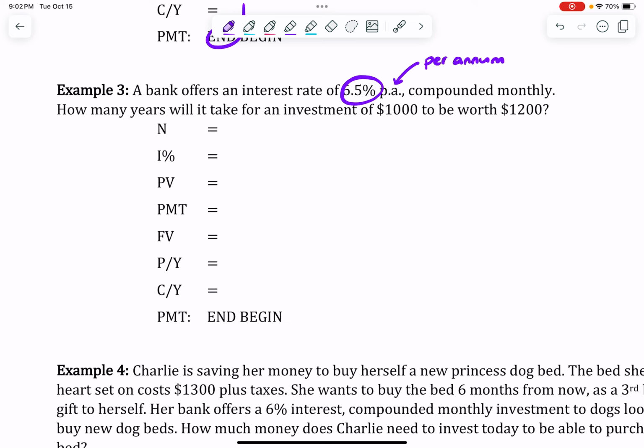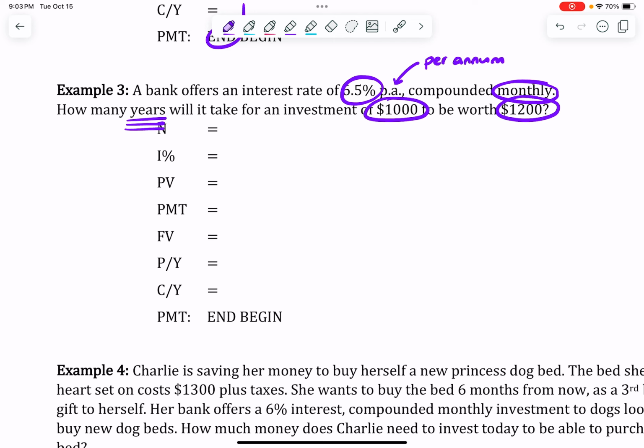Okay, so the bank offers an interest rate of 6.5% per annum, and it's compounded monthly. We now want to look at how many years it will take for an investment of $1,000 to be worth $1,200. Okay, try plugging things in.